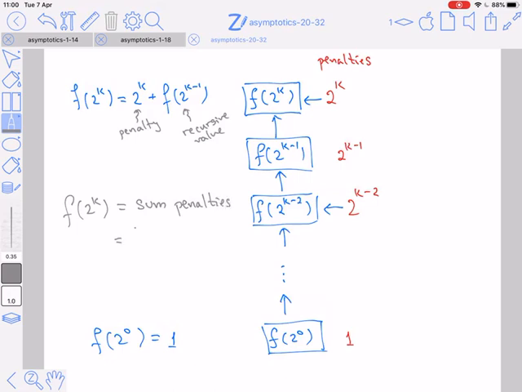Right? The sum of all the penalties is 2 to the k, this is this penalty, plus 2 to the k minus 1, this is this penalty. I did not draw the arrow over here. Plus 2 to the k minus 2, plus, until we reach 2 to the power of 0. So we're summing up all these penalties in order to determine what f of 2 to the k is.